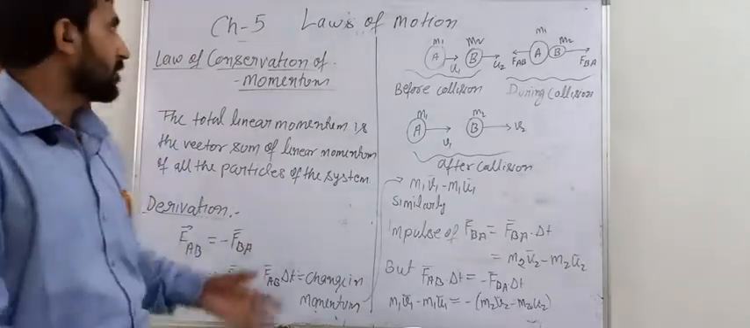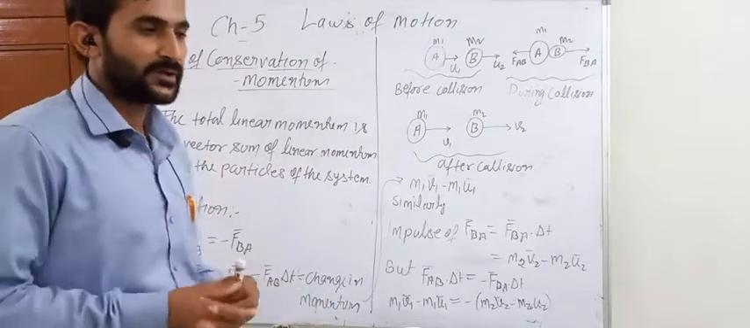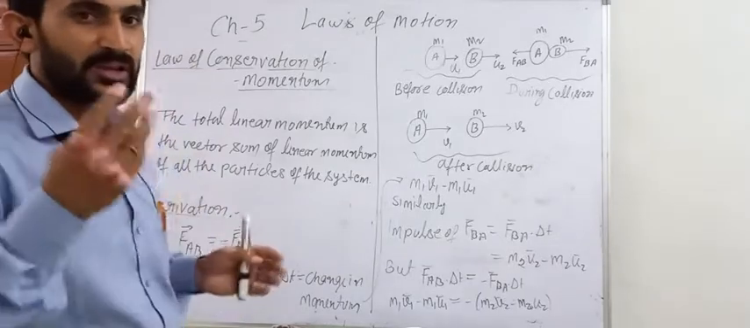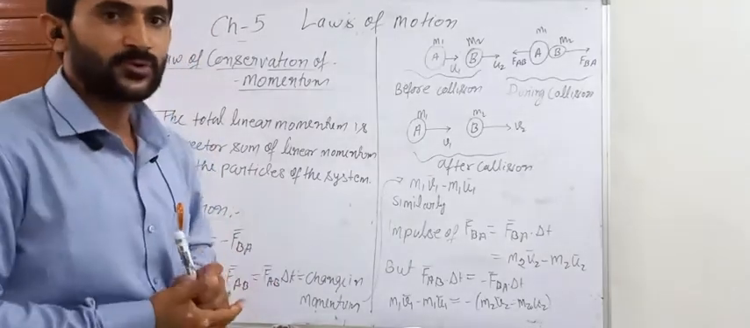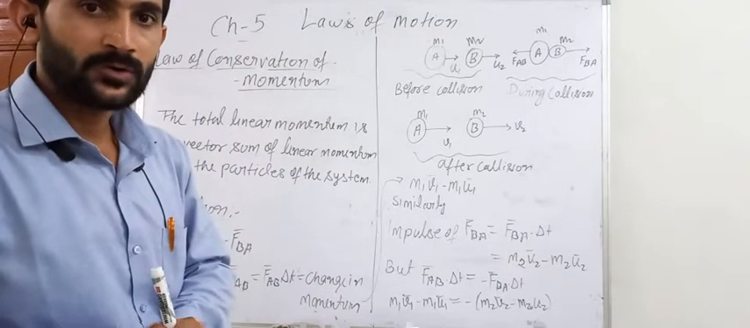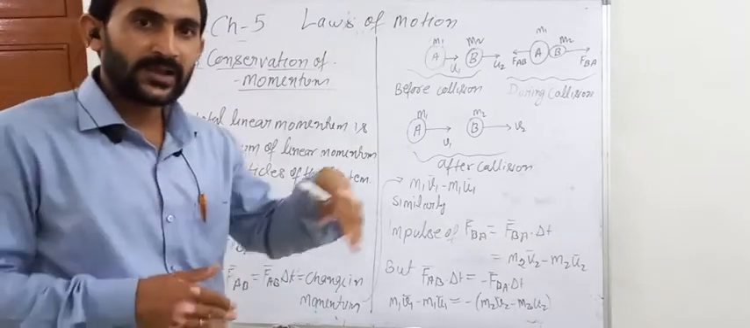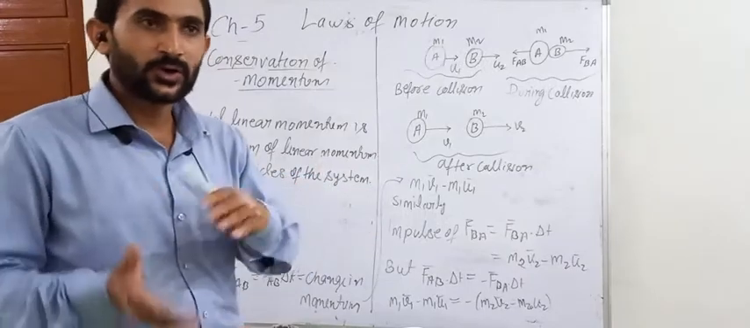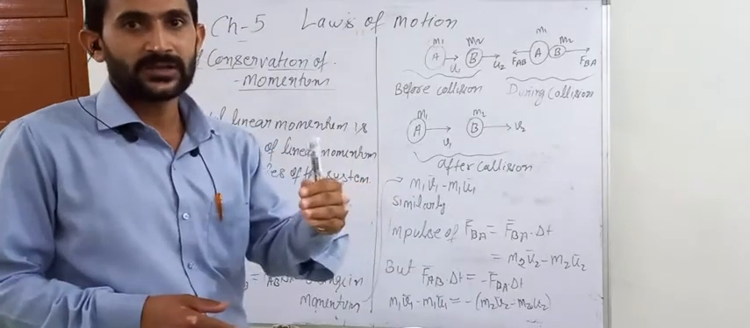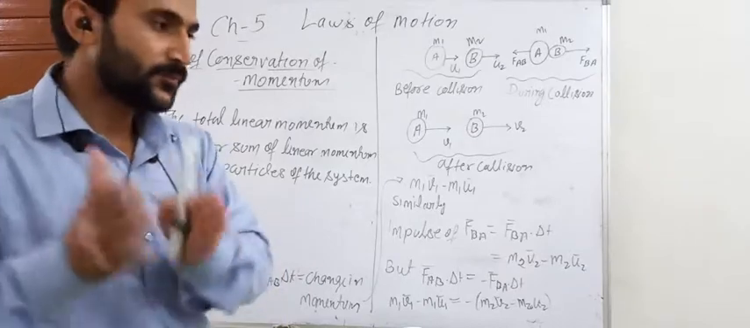Today we will discuss the topic of law of conservation of momentum of chapter 5. In this chapter I have already explained Newton's laws of motion. There were three: the law of inertia, which is Newton's first law, in which if every object is at rest, it will remain at rest, or if any object is in uniform motion, it will continue its motion, until and unless we apply an external force.